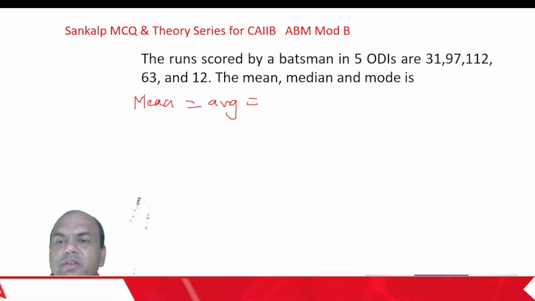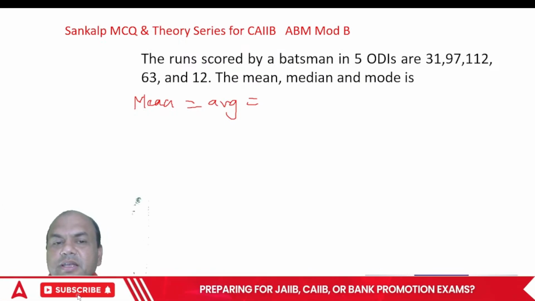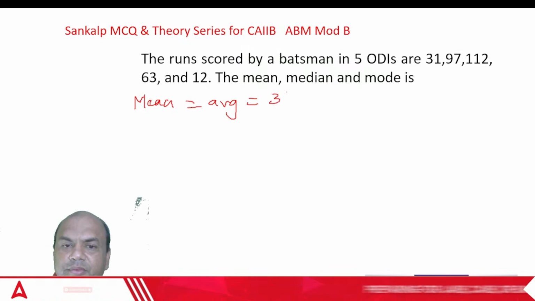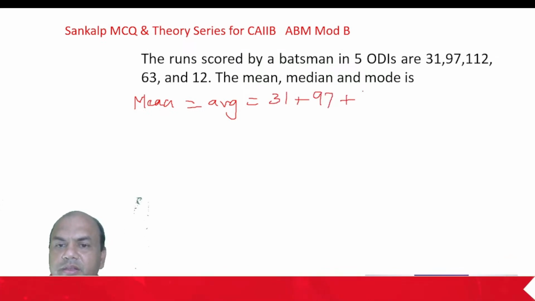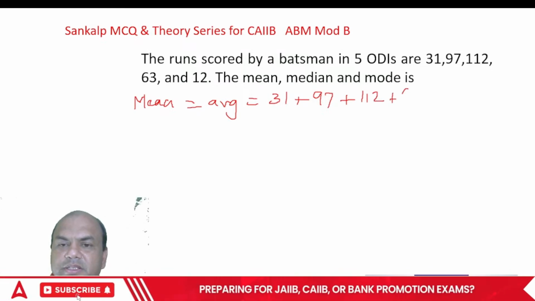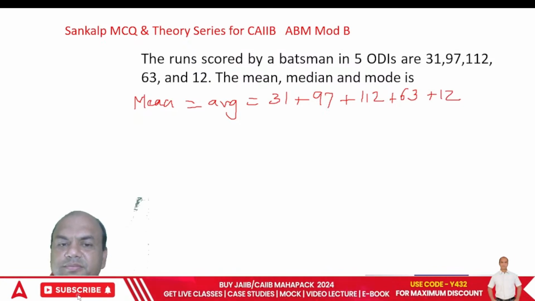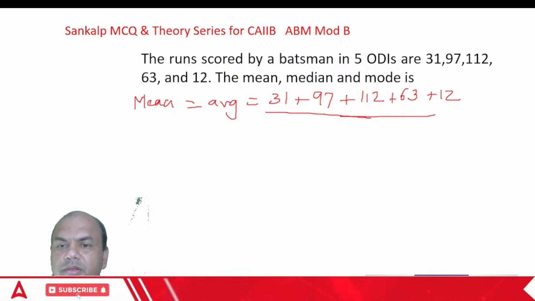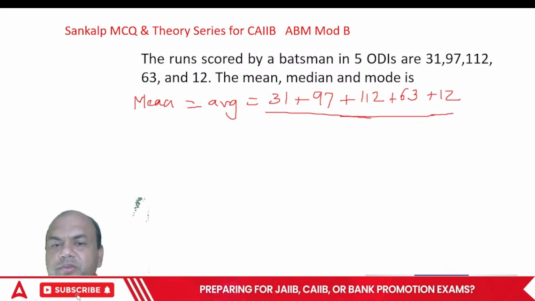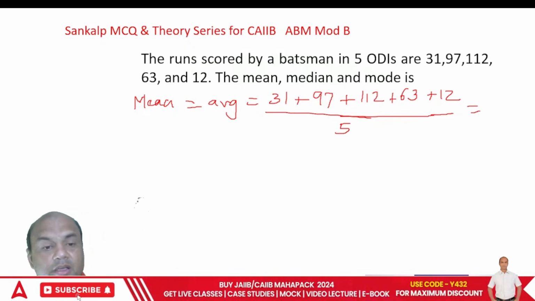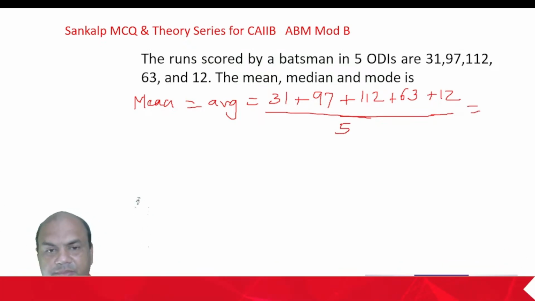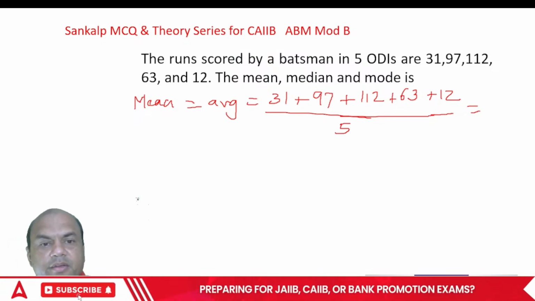Total then. 31 plus 97 plus 112 plus 63 plus 12. Now do it by the time I write it, everyone. So what is the answer? This total, whole upon number of elements 5. So this will be my mean, whatever that answer is. Everyone do it. Let me see who is getting the answer over here.